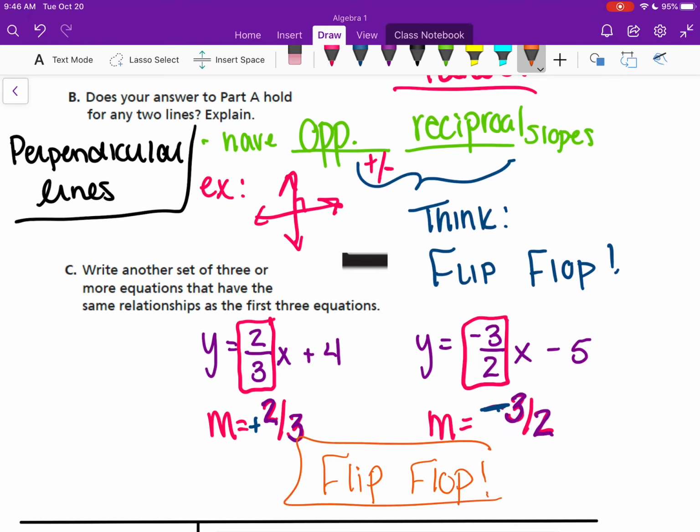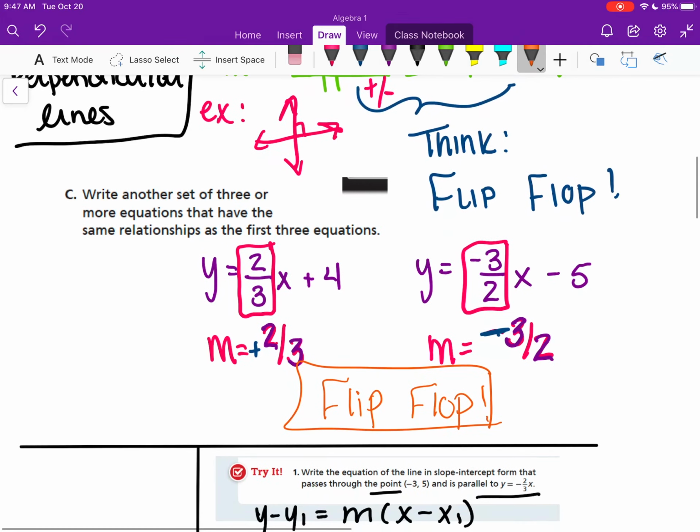So when you are jumping into this section and you're trying to determine if lines are perpendicular, ask yourself, are they a flip-flop? Do they have 2 parts that are changed, as in the sign is flipped and the fraction is flopped? 2 flips, a flip-flop. Let's jump into example 1.